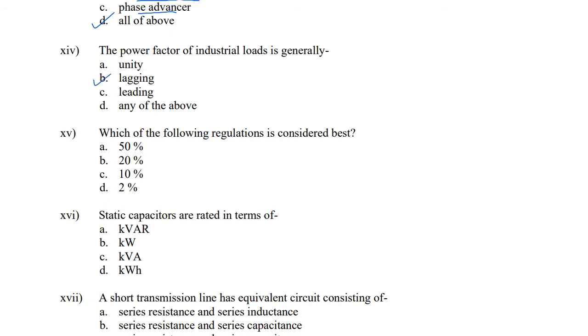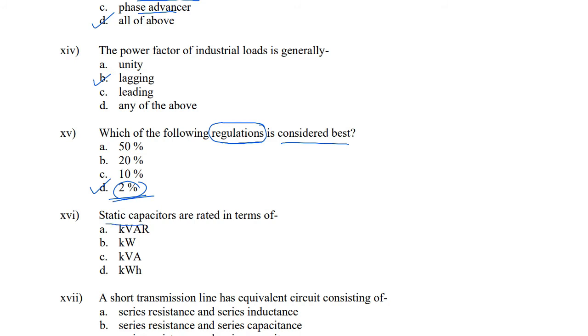Now which of the following regulations is considered best? Now what is regulation? Regulation is basically the change in the voltage from no load to full load. Okay, and what should be the good regulation? When the change in the voltage from no load to full load will be as low as possible, that will be the best regulation. Now of this, the 2% is the lowest value, so option D here is the correct answer. That is 2% regulation is the best regulation.